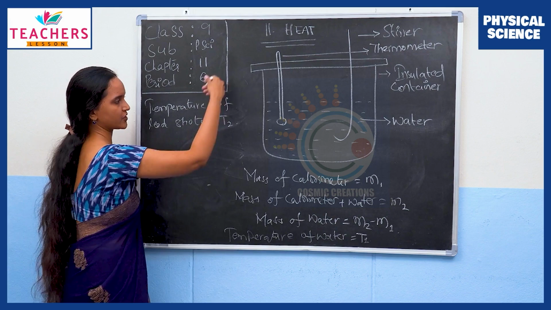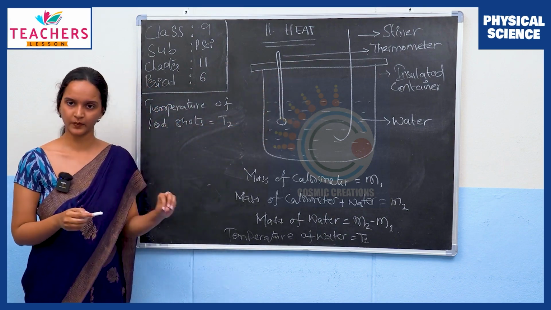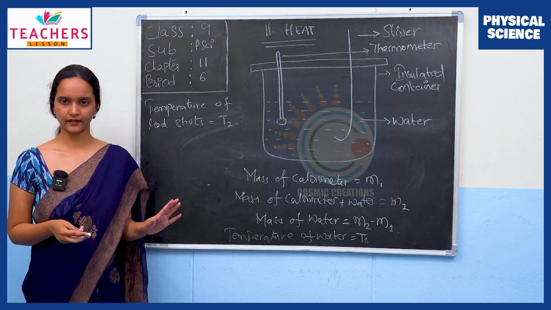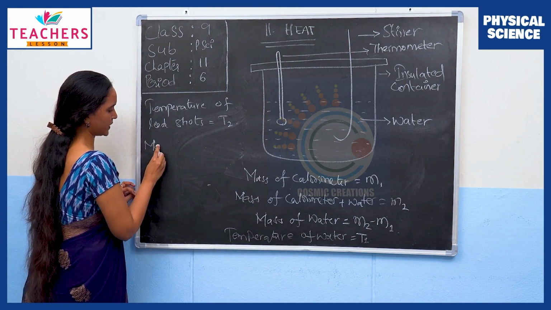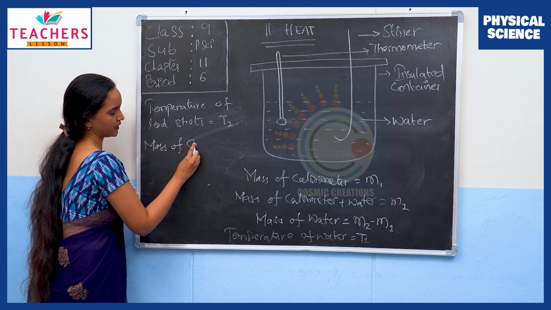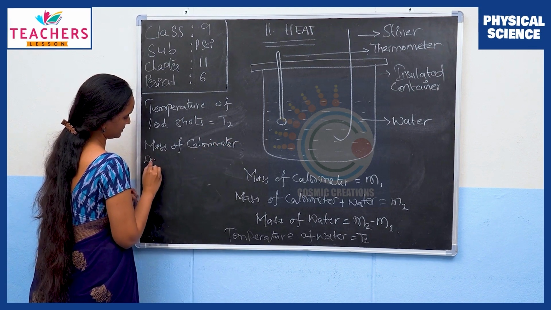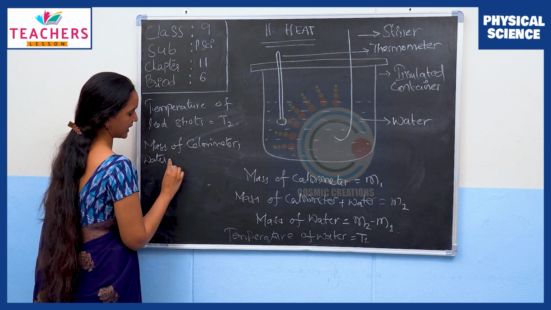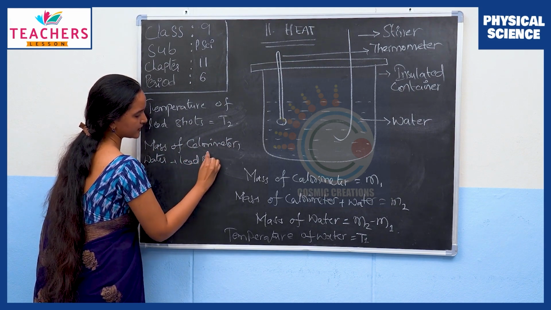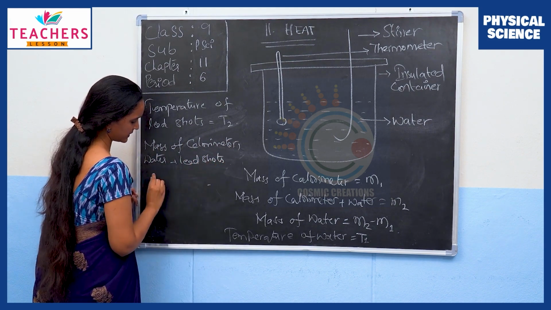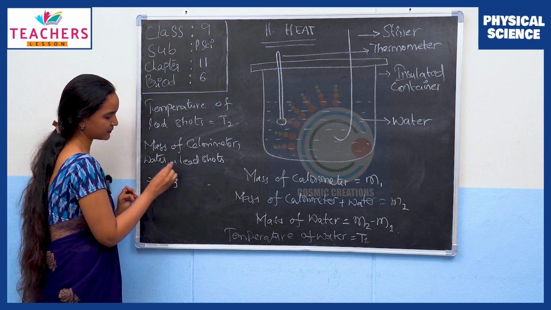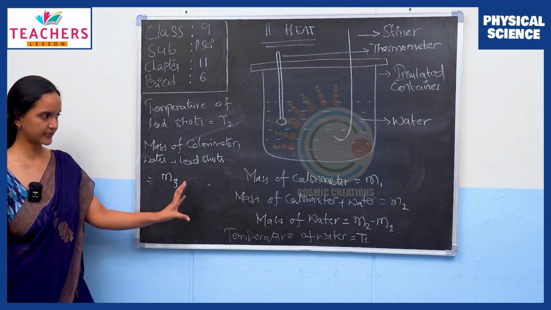Once we put the lead shots inside the calorimeter, we'll measure the mass again. So now this would be mass of calorimeter with water and along with our lead shots. Let's say this is M3.